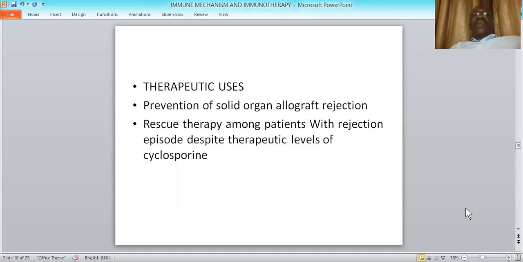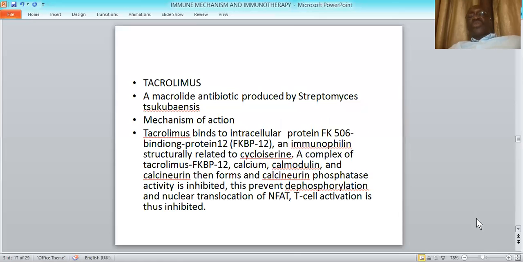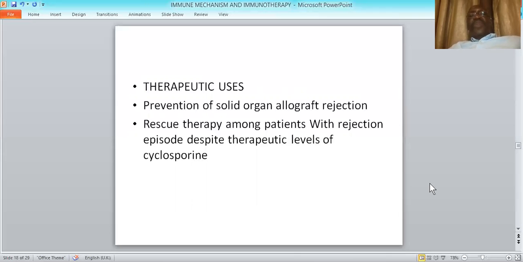What are the therapeutic uses of this drug? It's used in prevention of solid organ allograft rejection. It's used as rescue therapy among patients with rejection episode, despite therapeutic levels of cyclosporine. So if you place a patient on cyclosporine, and you can see that the rejection of the transplanted organ is still ongoing, then what is done at times is to also give this drug, tacrolimus, a macrolide, like I said, and it is found to be effective in rescuing the rejection episode.